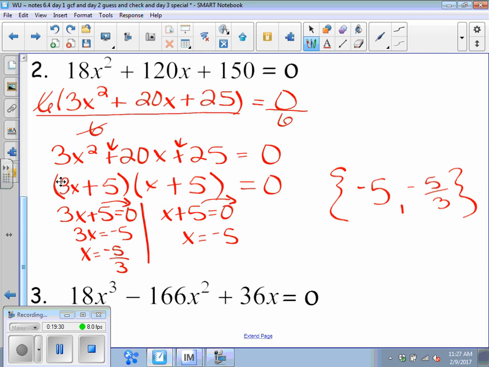Now, number 3 works the same way, but we're going to skip over that so I can jump to one where I didn't have an example like it, but there's some in your homework like it, okay? So let's look at this one.